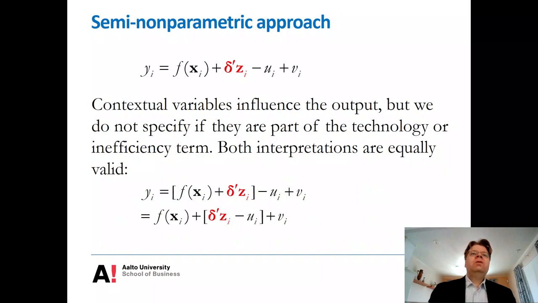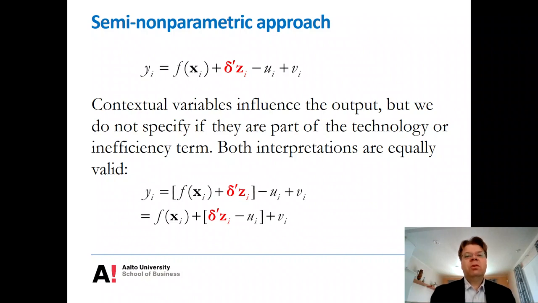And finally, I mentioned that one possibility is to not take a strong stand beforehand on where the Z variables belong: are they part of the production function or are they part of the inefficiency term? So here I have the so-called semi-nonparametric equation where I put these Z variables separate from the production function and inefficiency. This interpretation allows us to just model the Z variables as some factors that influence the output. And of course, they also affect productivity and efficiency indirectly.